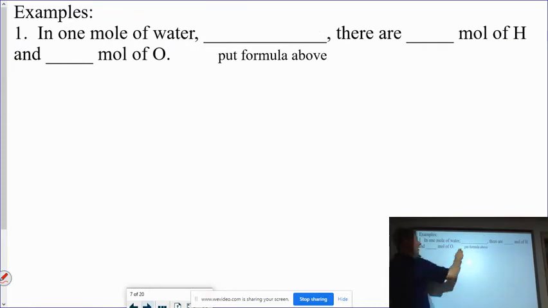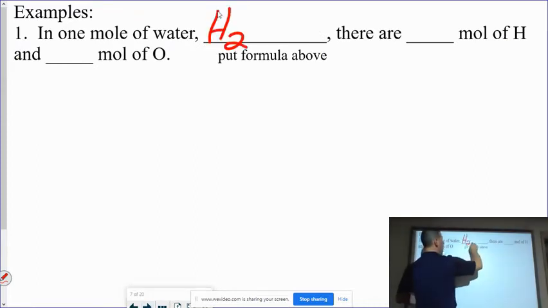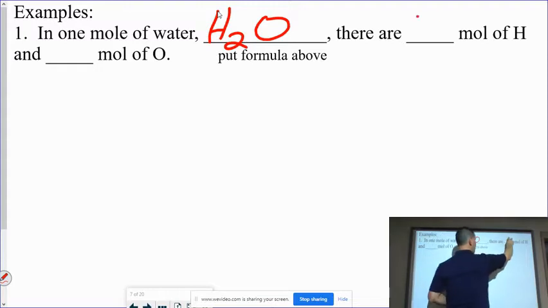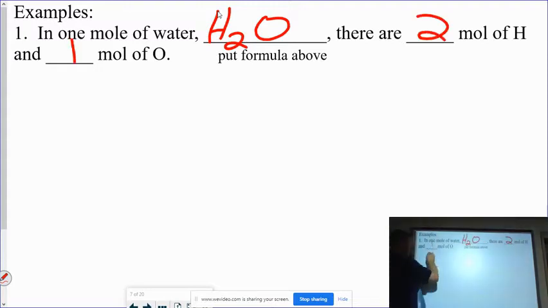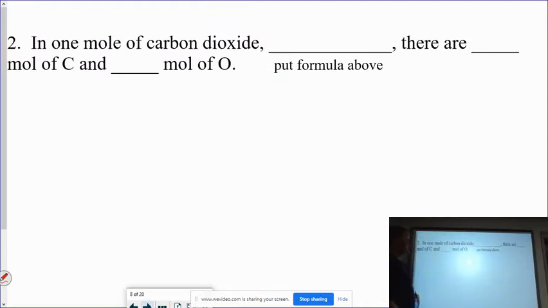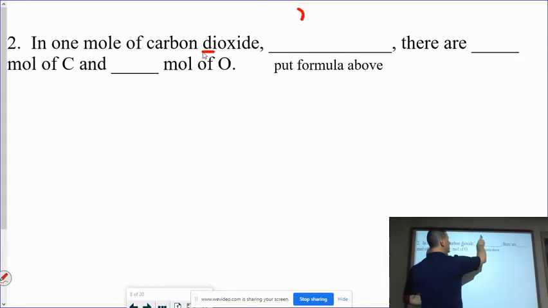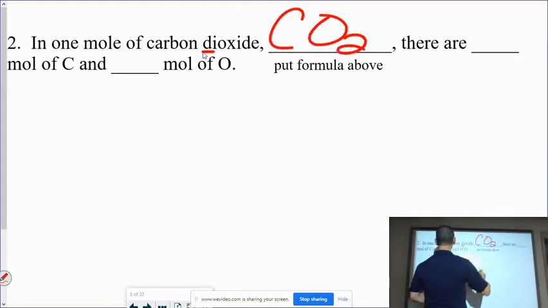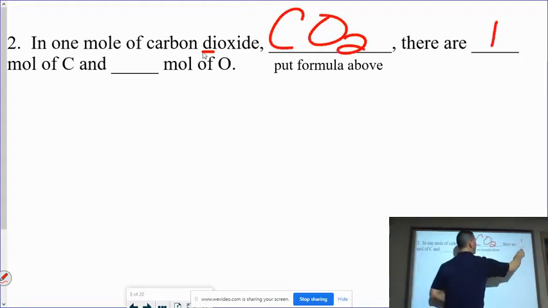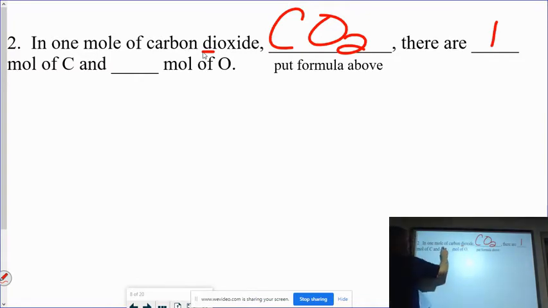In 1 mole of water, which is H2O, there are 2 moles of hydrogen and 1 mole of oxygen. You should pause the video and answer the rest of these on this page, and then restart the video to see if you did it correctly. In carbon dioxide, di means 2, so in CO2, there are 1 mole of carbon and 2 moles of oxygen.